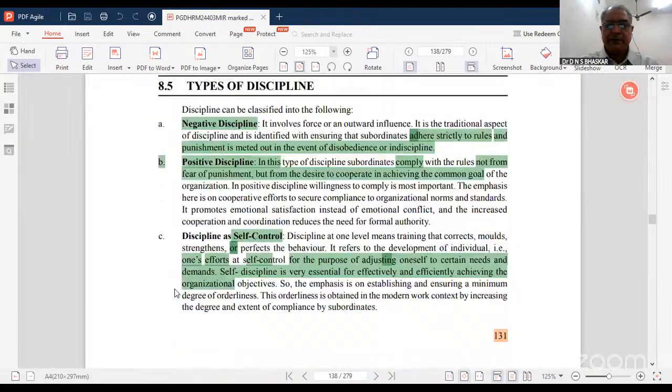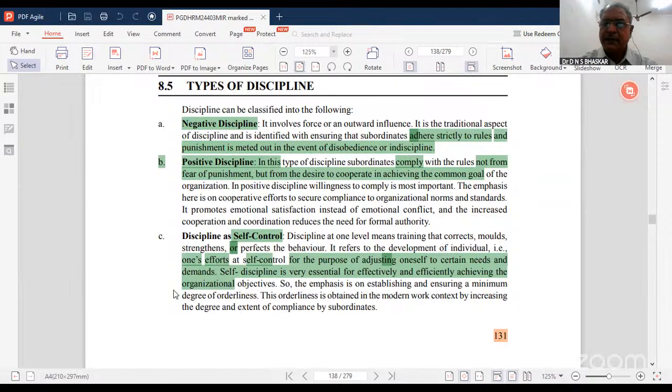Then types of discipline. Here, this is a very important question. How to inculcate discipline among the employees? Negative discipline is the first. Normally, in almost 70 to 80% of the cases, this only will be taken up. It involves a force or outward influence. It is a traditional aspect of discipline, and it is identified with ensuring the subordinates strictly adhere to the rules. Otherwise, punishments will be initiated.